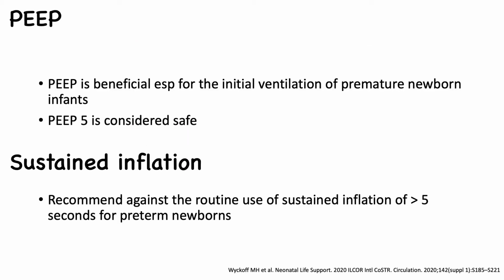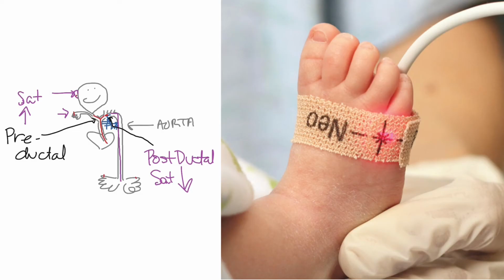PEEP is beneficial, especially for the premature newborn, and a PEEP of 5 is considered safe. So you need to add a PEEP valve if you're using a self-inflating bag, or set the PEEP up to a level of 5 if you're using a Neopuff T-piece resuscitator. Some people might use a sustained inflation as a way to recruit the newborn's lungs, it is not recommended to use a sustained inflation of more than 5 seconds, especially with premature newborns.